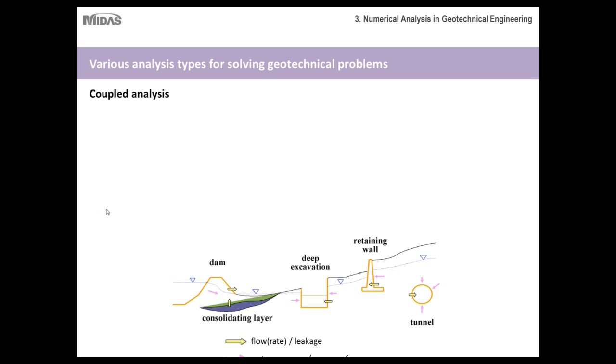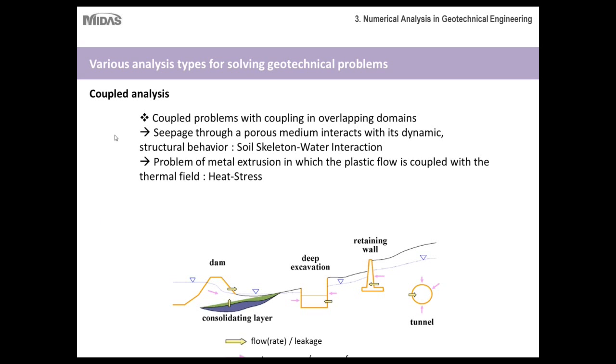Okay, so coupled analysis. Essentially what coupled analysis does is run analyses that have overlapping domains. One of the examples is seepage through a porous medium with a dynamic or structural behavior. So let's take a look at this image here. Say for example you have a dam with a steady state water level. There's going to be seepage on the other side. So you need to run a seepage analysis to see how that would affect your dam.